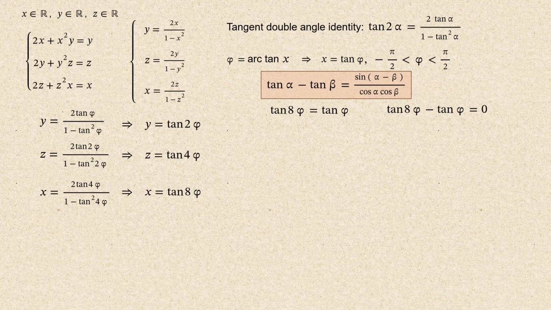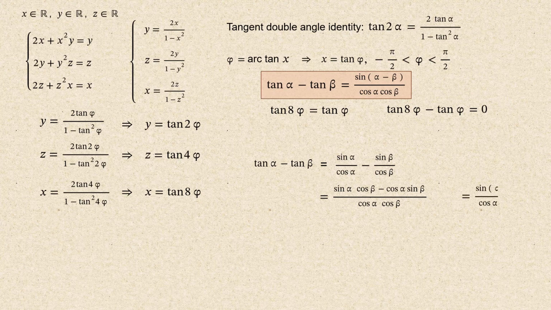For someone unfamiliar with it, that's how simply it can be proven. We just write tangent alpha minus tangent beta, rewrite each tangent as sine over cosine, reduce to the common denominator cosine alpha times cosine beta, and get exactly sine of alpha minus beta in the numerator, which completes the proof. Applying the identity to the left-hand side of the equation, we get sine of 7 phi divided by cosine of 8 phi times cosine of phi equals 0.